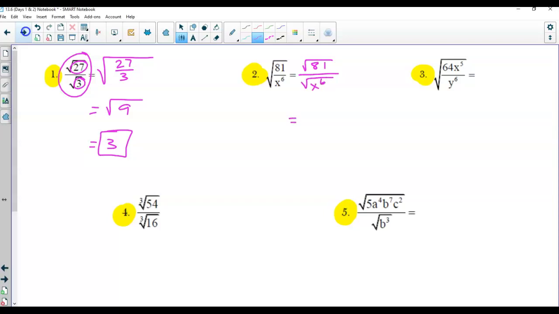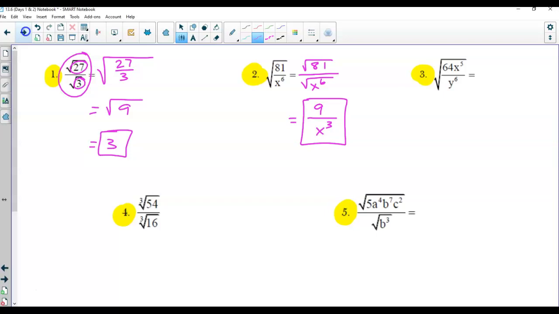Well, what is the square root of 81? It'd be 9 over, what's the square root of x to the 6th? Well, how many times does 2 go into 6 evenly? Maybe 3 times, and there's none left over, so that is what it reduces to. All right? Well, what happens when I look at number 3?